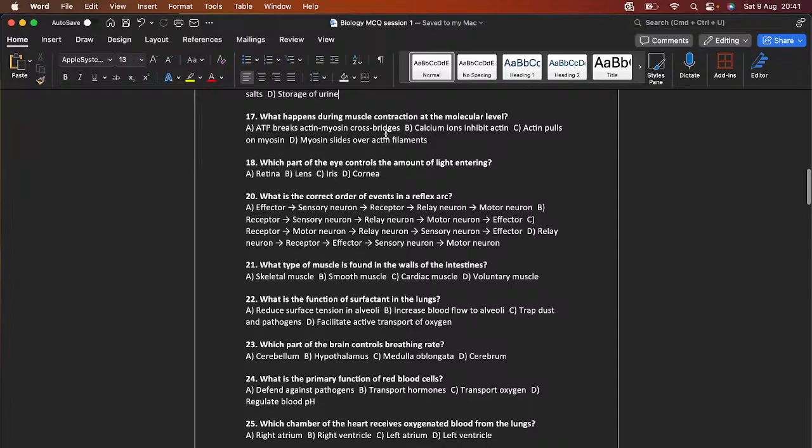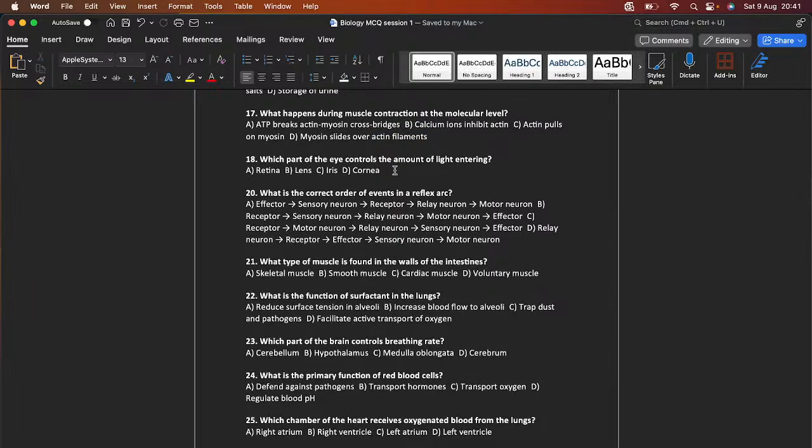What happens during muscle contraction at the molecular level? ATP breaks actin-myosin cross bridges. Calcium ions inhibit actin. Actin pulls on myosin, or myosin slides over actin filaments. So muscle contraction happens when myosin slides over the actin filaments. Actin is the one that remains stationary, and the myosin will keep on sliding. They have small heads, right? The heads will bind to actin, and it will cause the muscle contraction.